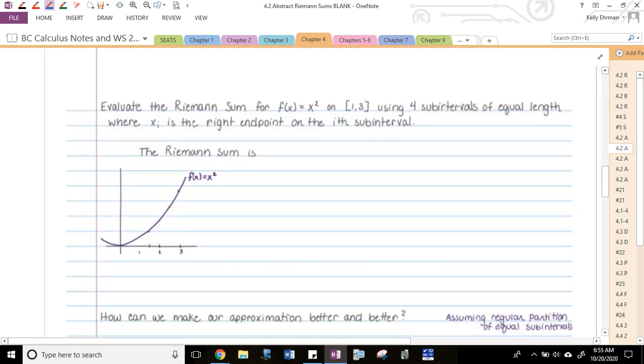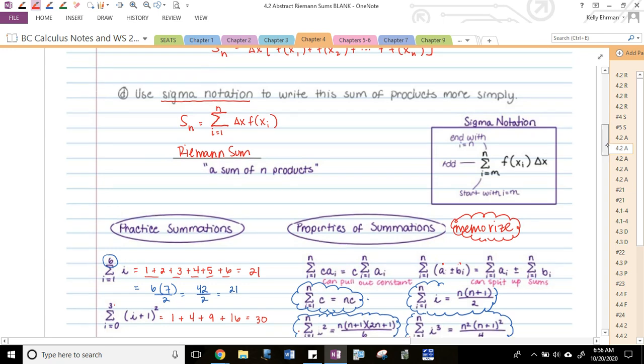So what are we going to do with all this stuff? We're talking about summation. What does that have to do with Riemann sum? So remember, we are talking about adding up rectangles underneath a curve. So I want to evaluate the Riemann sum for f of x equals x squared on the interval 1 to 3 using 4 subintervals of equal length, where xi is the right endpoint of the ith subinterval. So the Riemann sum is, here's some different notation for you. We're supposed to use 4 subintervals, so let's call it S sub 4. Remember back here we said S sub n.